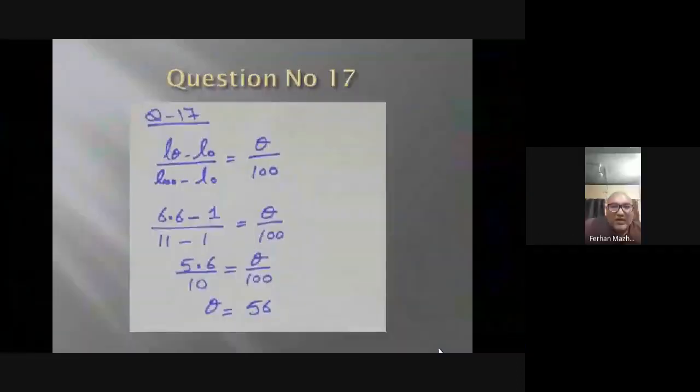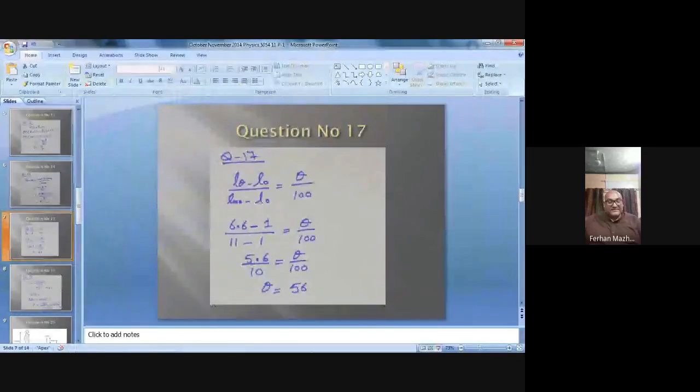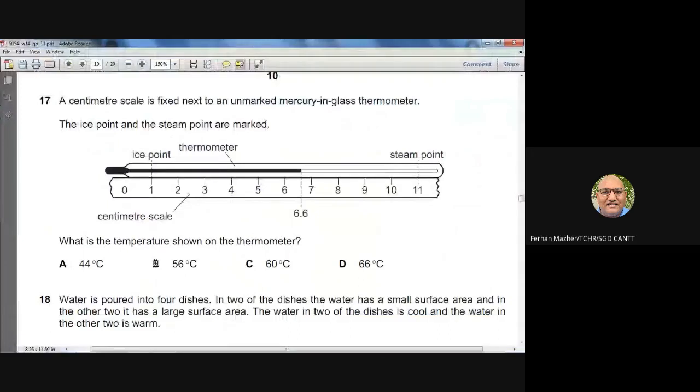You should remember this formula: L theta minus L naught divided by L100 minus L naught equals theta divided by 100. Very famous formula. So L theta is 6.6 minus 1, divided by 11 minus 1, equals theta divided by 100. 5.6 divided by 10 equals theta divided by 100. So theta will be 56. A very, very important formula, a very, very important numerical. Never forget this. So the temperature is 56. So B is the choice.